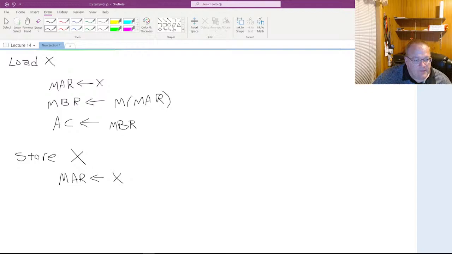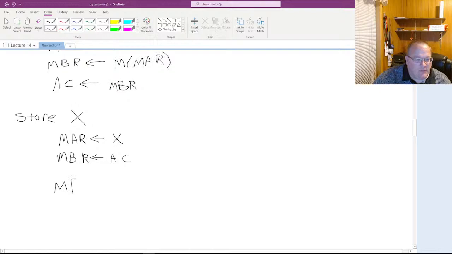The MBR gets the accumulator. And these two could be done in parallel or in reverse order. It doesn't matter the order of them. And then the memory location at MAR gets MBR.